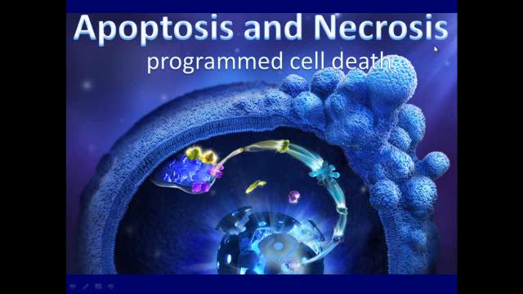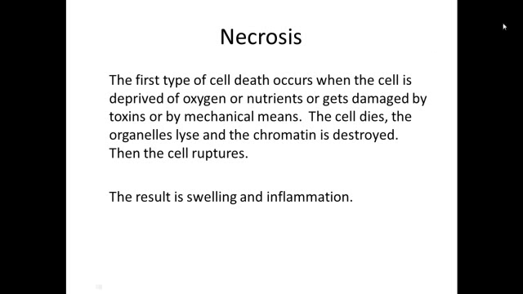Hello, tonight we're going to talk about apoptosis and necrosis, both of which are a type of programmed cell death. Necrosis is the first type we're going to discuss.